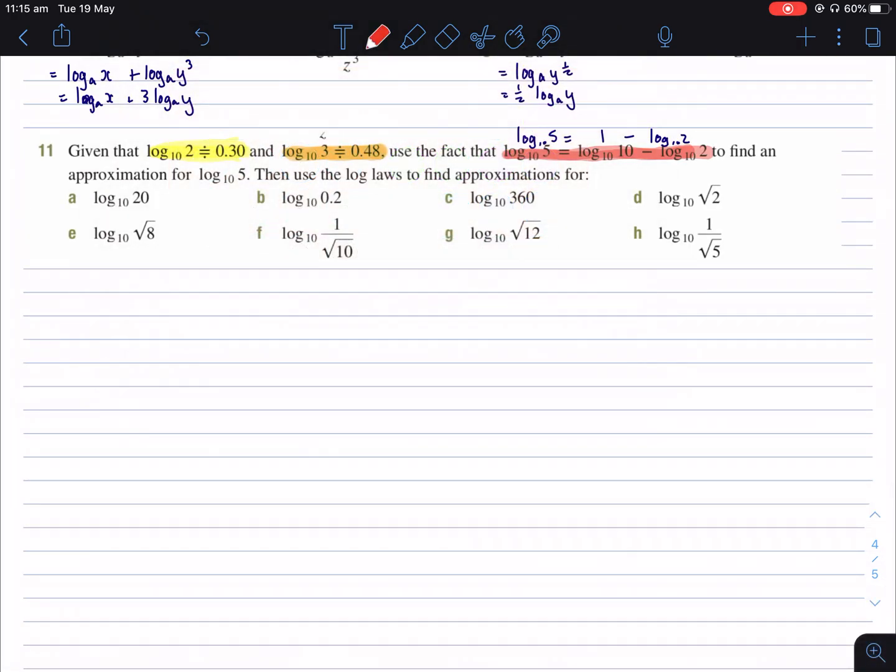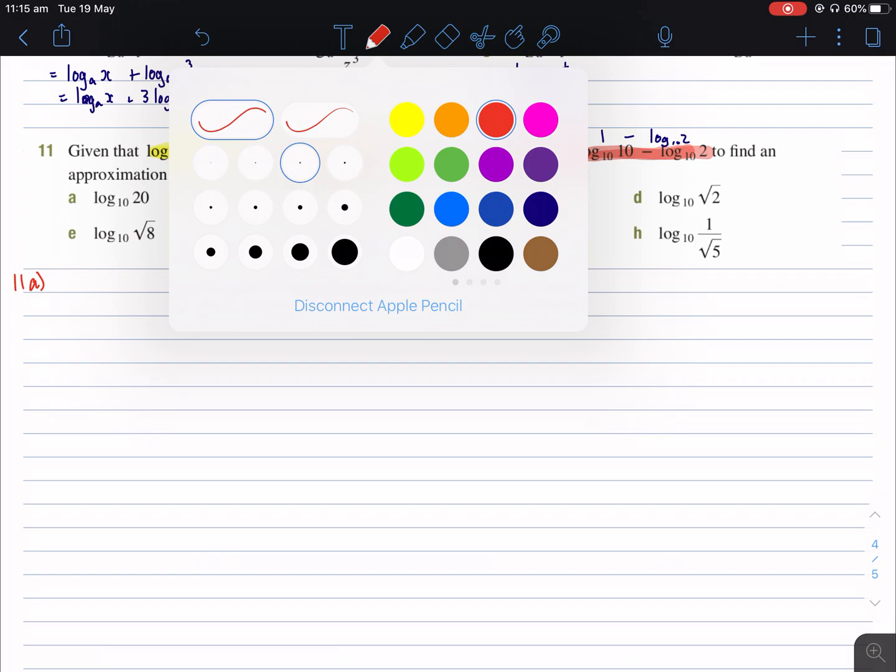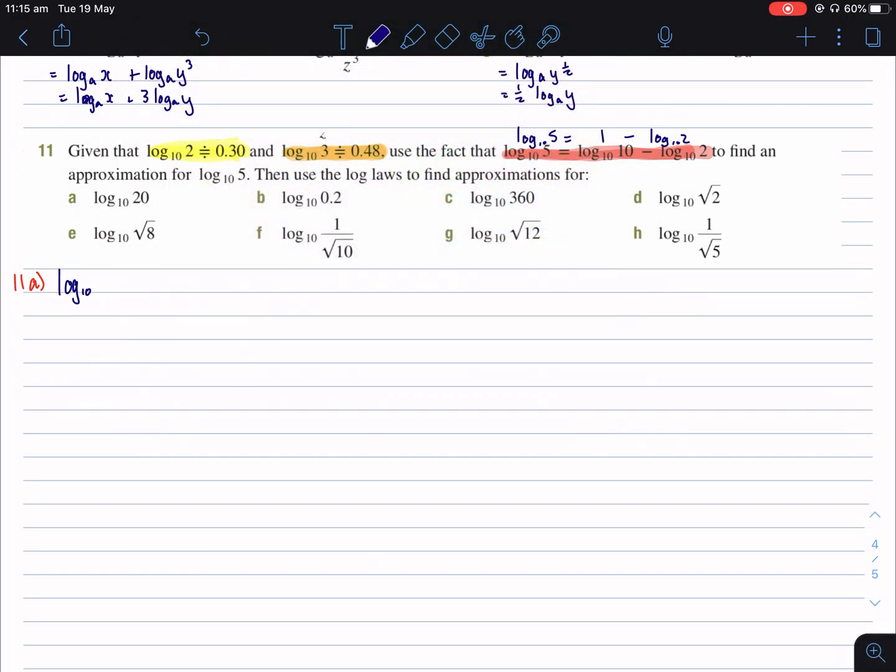Okay, so for 11a, we've got log base 10 of 20. Now we know 2 and we know 3. We know log base 10 of 5. So this is the same as 20 is 4 times 5, yeah? So I'm going to split this up. I've got log base 10 of 4 plus log base 10 of 5. I chose 4 because that's 2 squared. So that's log base 10 of 2 squared plus log base 10 of 5. 2 squared is the same as 2 lots of log base 10 of 2. I've still got this log base 10 of 5.